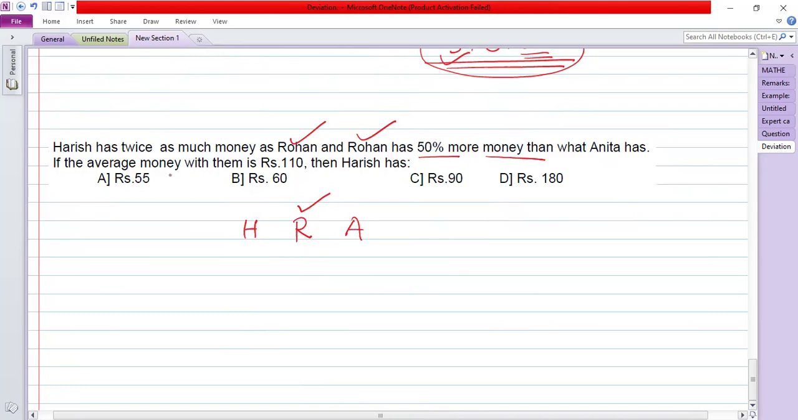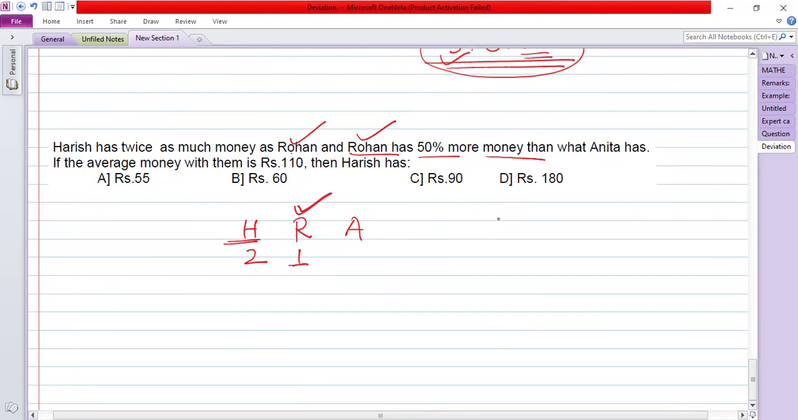Now, Harish has twice as much as Rohan. So suppose Rohan has one unit, then Harish will have 2 units. Whatever it is, here it is money. So say Rohan has 1 unit of money, Harish will have 2 units of money. And moreover, Rohan has 50% more money than Anita.